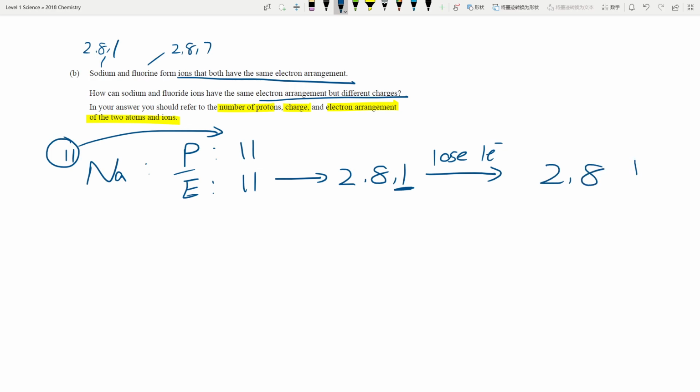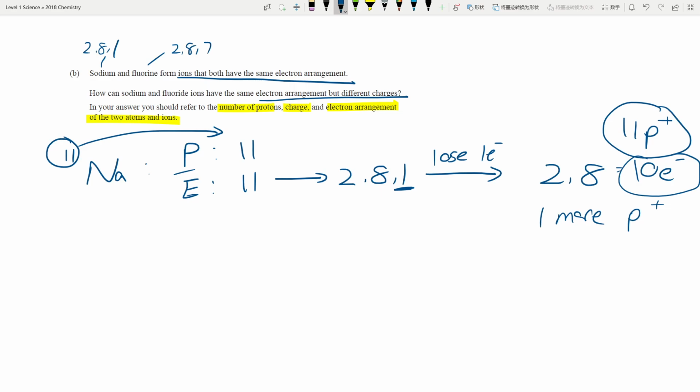How many electrons do I have now? I have 10 electrons. How many protons do I have? I still have 11 protons because I don't gain or lose protons. You only gain and lose electrons. So I have 11 protons and 10 electrons, 1 more proton than electron. P plus means positive protons, E minus means negative electrons. Hence the charge is 1+.